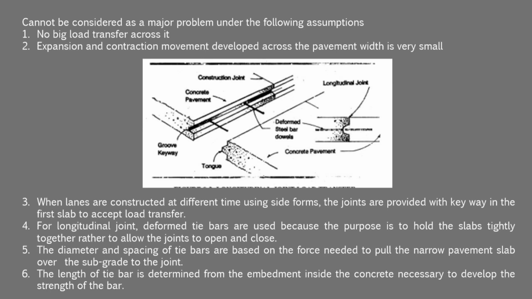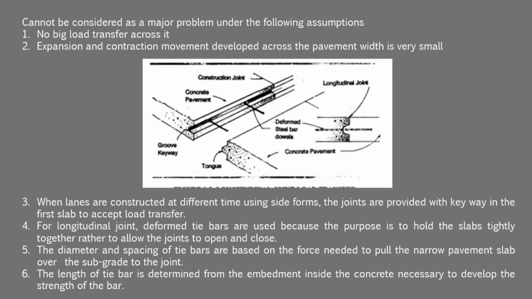Longitudinal joints cannot be considered a major problem under the following assumptions. 1. No big load transfer across it. 2. Expansion and contraction movement developed across the pavement width is very small. 3. When lanes are constructed at different times using side forms, the joints are provided with a keyway in the first slab to accept load transfer. 4. For longitudinal joints, deformed tie bars are used because the purpose is to hold the slabs tightly together rather than to allow the joints to open and close.